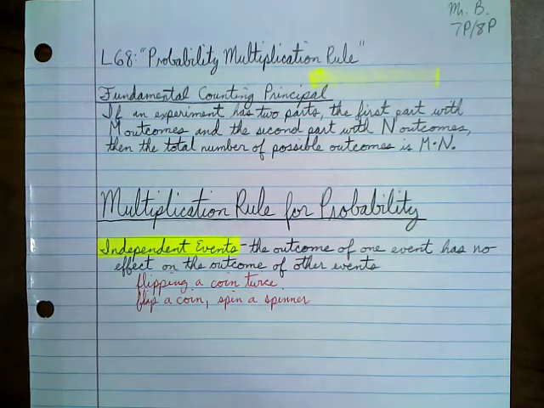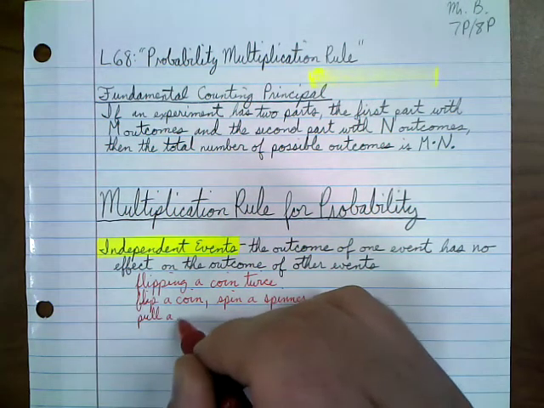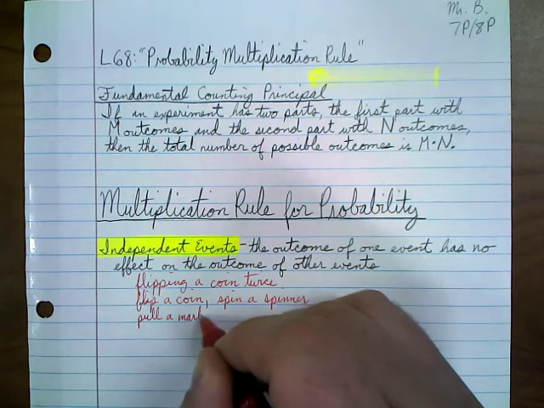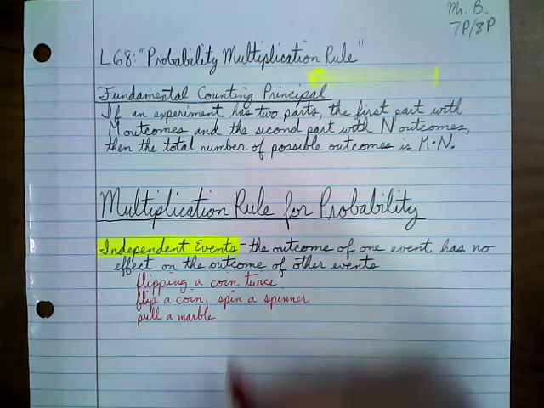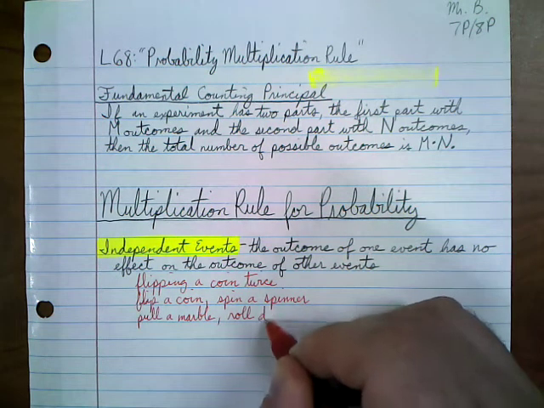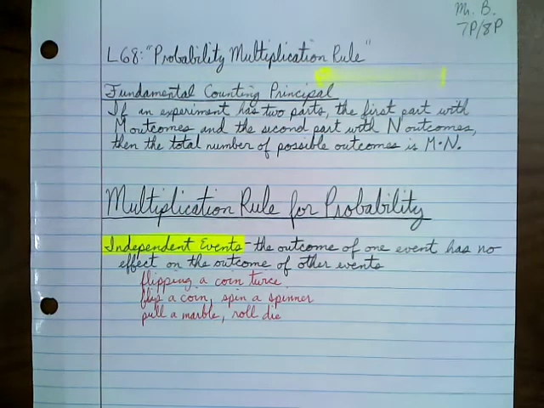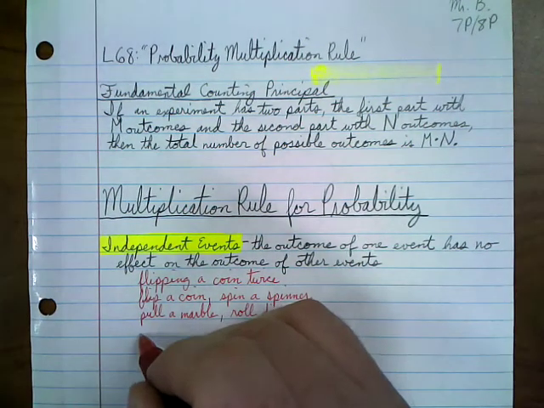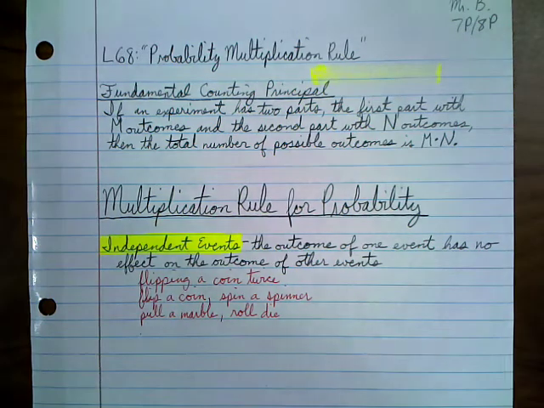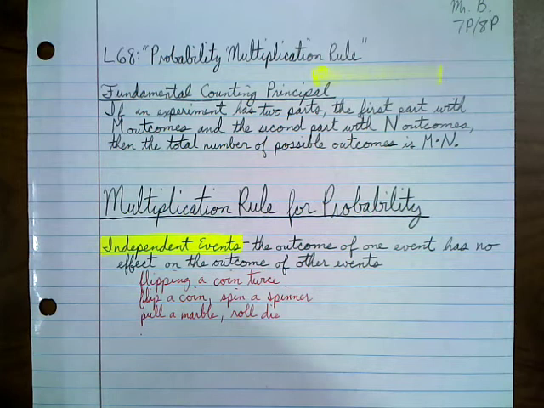So let's say I pull a marble, and then let's say I roll a die. So whatever color marble I pull, will that affect what number I roll on my die? Not at all. There are some things that we can just do twice in a row and it has no effect. The first outcome has no effect on the second outcome.